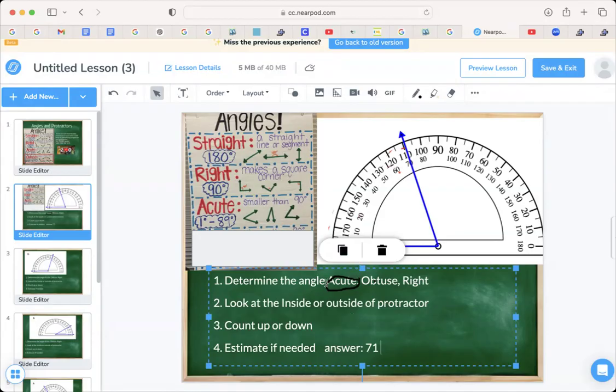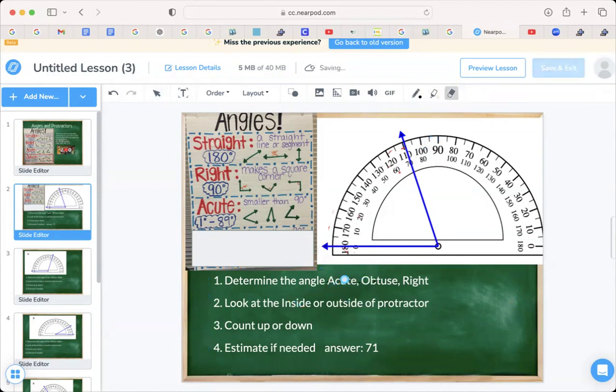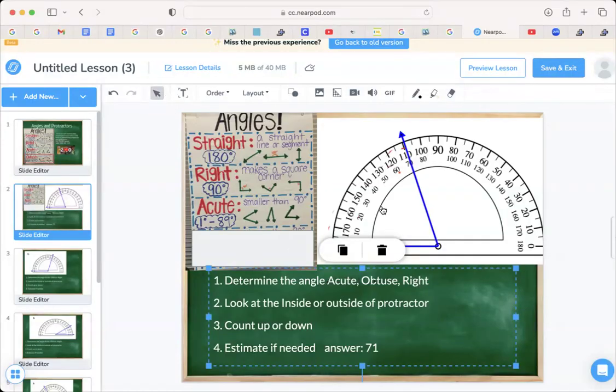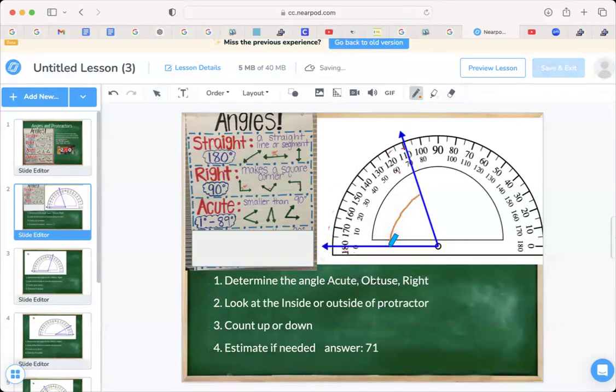All right, so first thing I absolutely have to do is determine what the angle is. So looking at this angle, the space in between it is small. It's not very big. So that means that it has to be an acute angle.